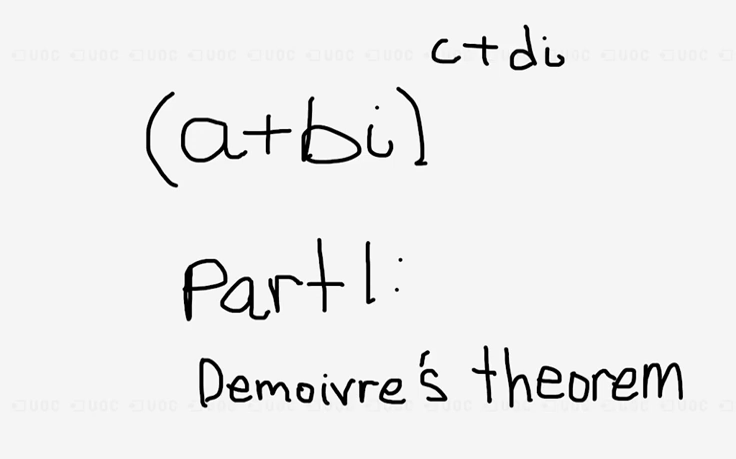A couple of months ago, I did a video on a+bi to c+di, but I don't think the video quality was that good, so I'm doing a rerun of that video. I'm going to do it in two parts. Part one is about De Moivre's theorem. Some of you may already know it, but in this video I'm going to derive it. If you already know the derivation, feel free to skip to the next video, which will explain the other part of the formula.